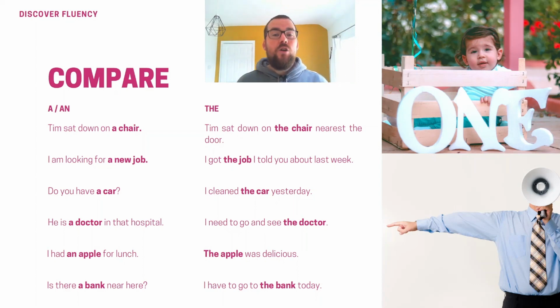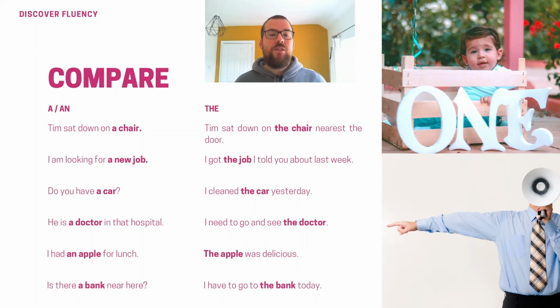He's a doctor in that hospital versus I need to go and see the doctor. In the first example, you're talking about his profession and you are saying he is one of the many doctors who work in that particular hospital. So one of many. In the second example, when you say see the doctor, you mean your doctor, not one of many doctors. And this is really the key difference here. So if you say he is a doctor, it's one of a selection.